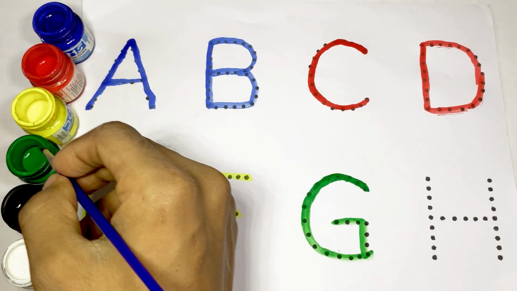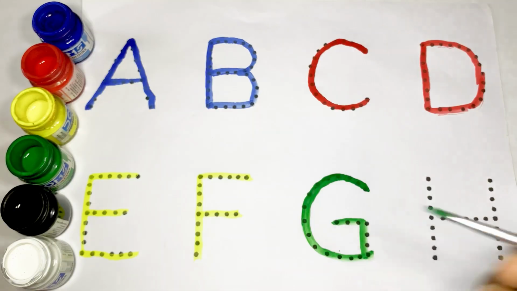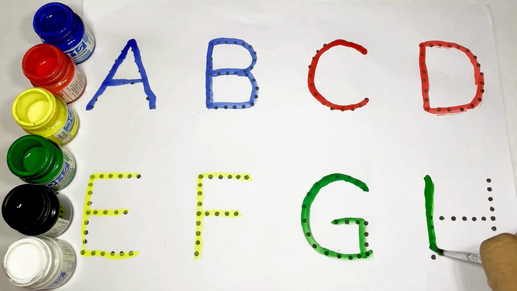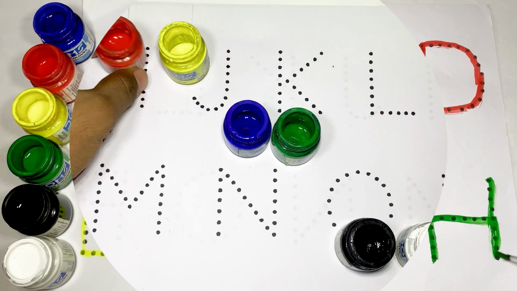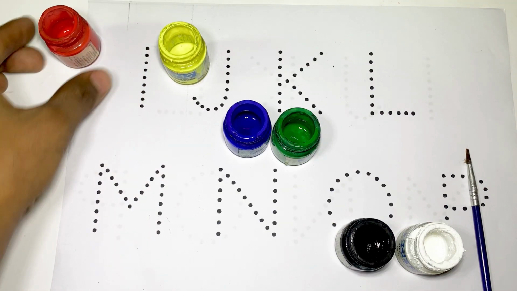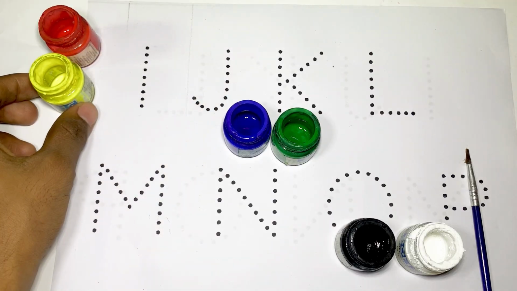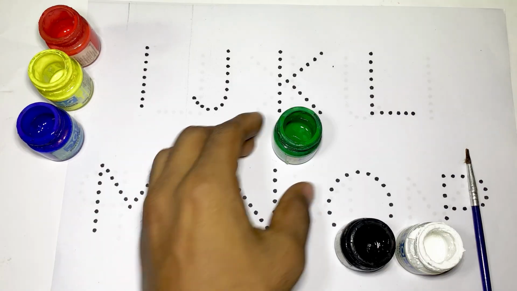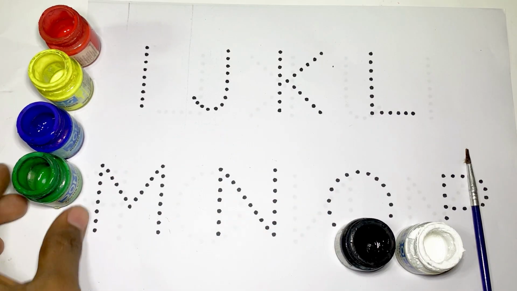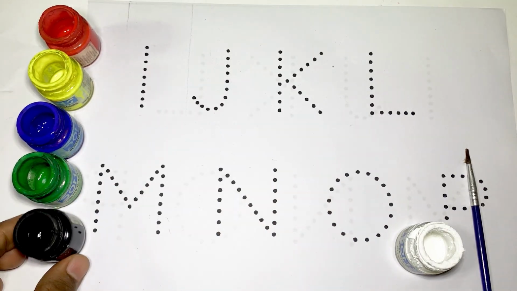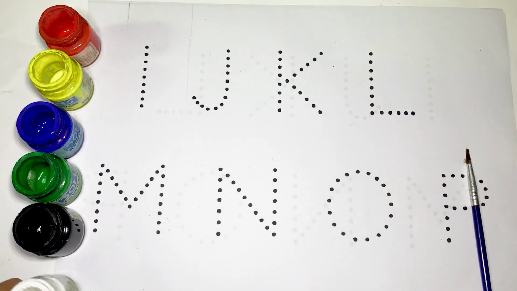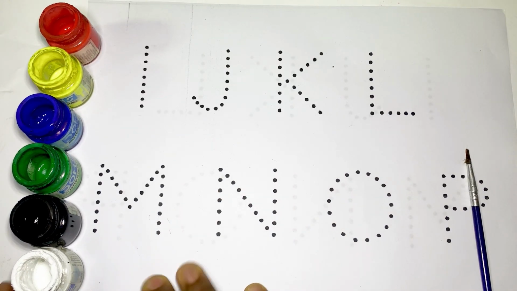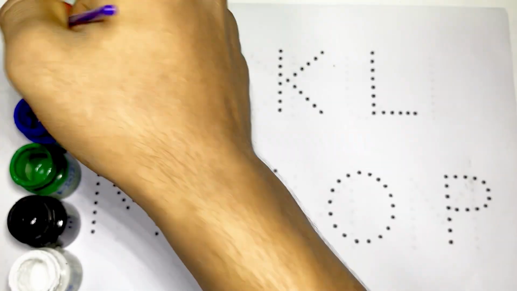Kids, again use green color and draw H. H for hand, H for helicopter. The alphabets of H. Red color, yellow color, blue color, green color, black color, and white color. Kids, now coloring alphabets.